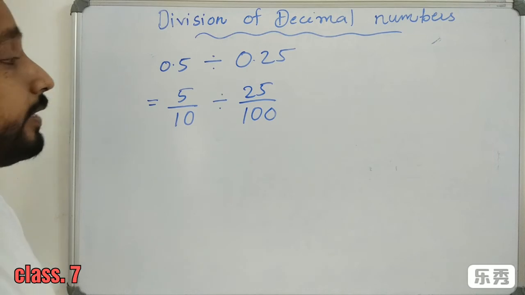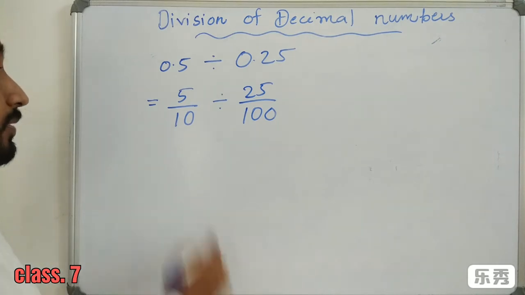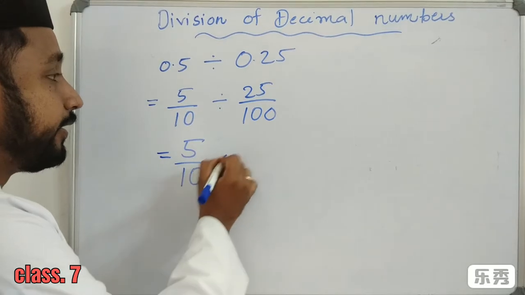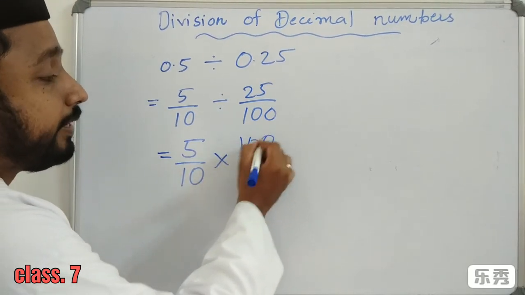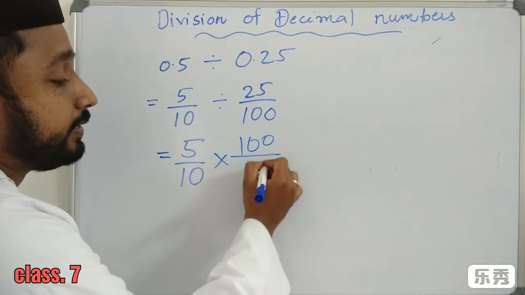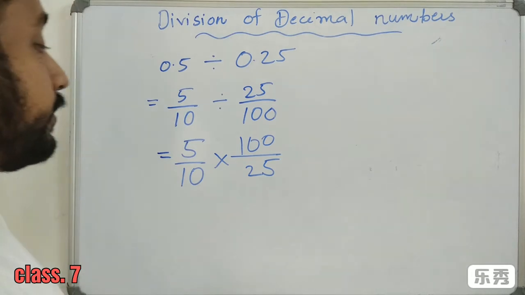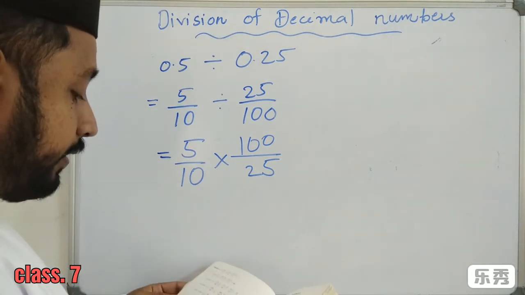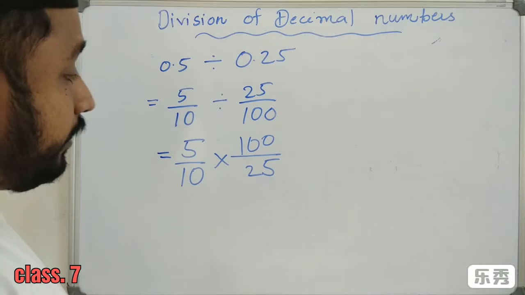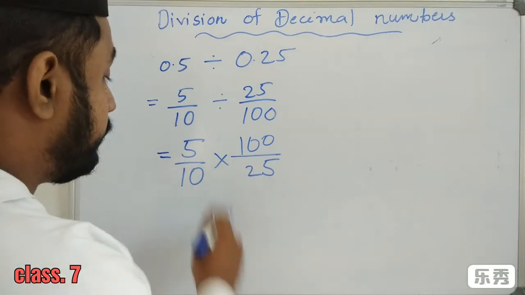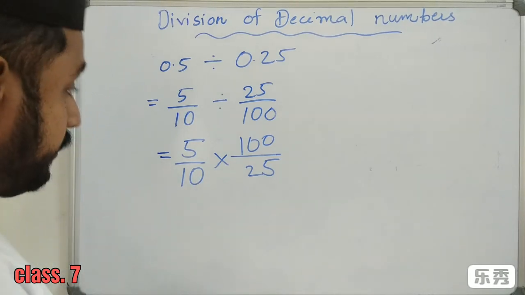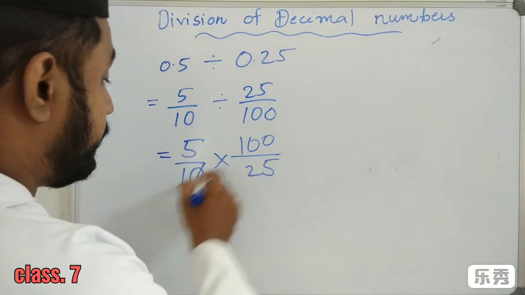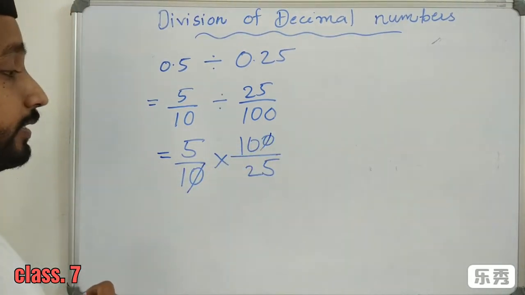So 5 by 10 divided by 25 by 100, which is equal to 5 by 10 into 100 by 25. Multiplication with the reciprocal, 100 by 25. So we got 5 by 10 into 100 by 25. So we can cut here, 25, 10. 0 and 0 we can cut.